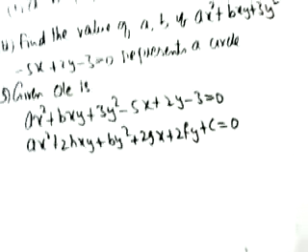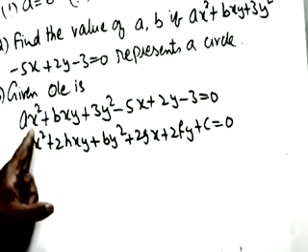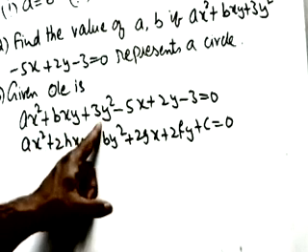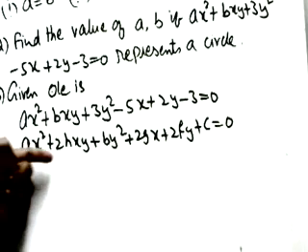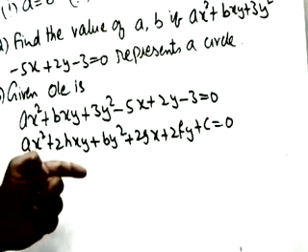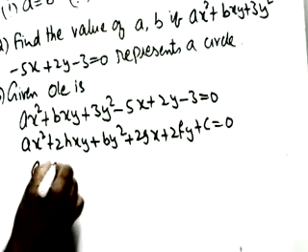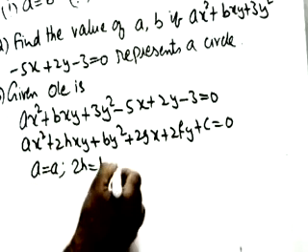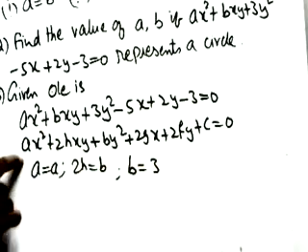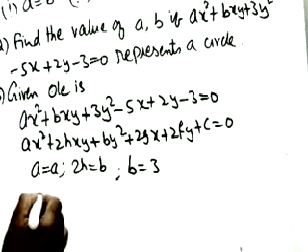So let me take one question of this type. Find the values of a and b if the equation represents a circle. The given equation is ax square plus bxy plus 3y square minus 5x plus 2y minus 3 equals 0. Now compare this with the general equation, ax square plus 2hxy plus by square plus 2gx plus 2fy plus c. Compare here: the value of a is a, the value of 2h is b, and the value of b is 3.